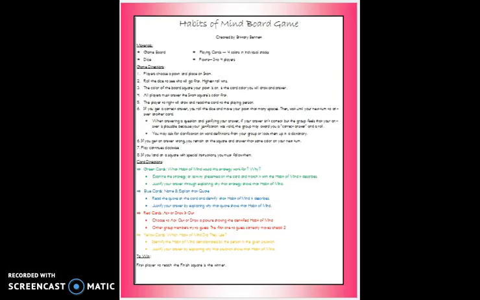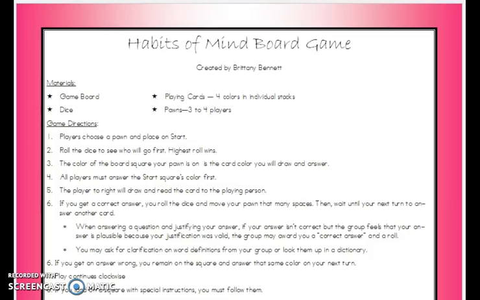The Habits of Mind board game starts with this front page, which is the directions on how to play, and then also goes into what each card means. Really, all you need to play is the game board, some dice, and playing cards. There are 4 different types of cards, so you'll need 4 different colors, and then you'll need pawns for each of your players. Basically, players start their pawn on the start. They roll to see who goes first, and then the color of the square that they land on in their board is the color of card that they pull and answer.